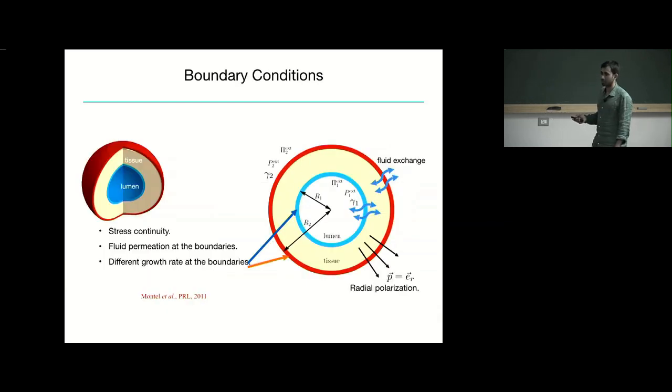The boundary conditions are basically the same as in the previous case. We consider stress continuity, fluid permeation of the boundaries, and different growth rates at the boundaries. Since the tissue is curved, we have surface tension, gamma 2 and gamma 1, at both interfaces, because it can have Laplace pressure because of the spherical shape. You also have the external pressures, P1 and P2, and Pi1 and Pi2 are the osmotic pressures inside and outside. We consider it spherically symmetric, so it's only one dimensional: every variation is along the radial direction, and the polarities are along the radial direction also.